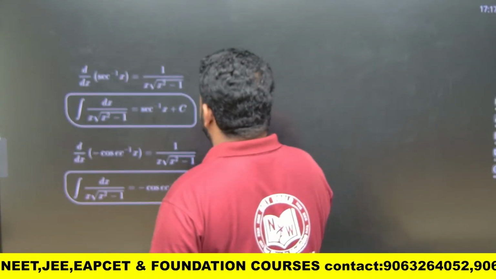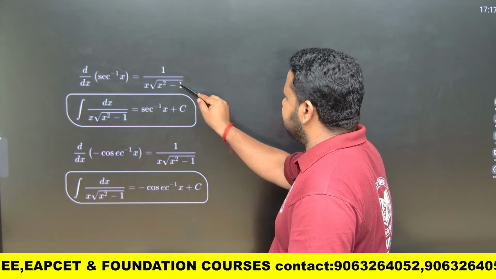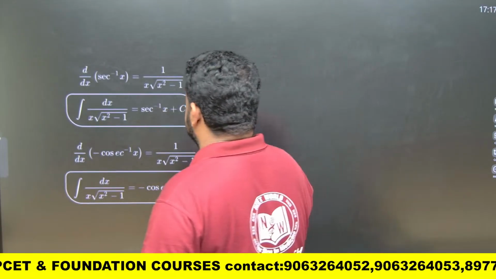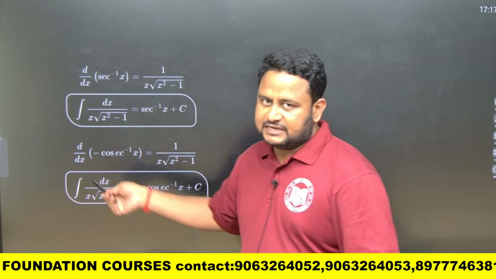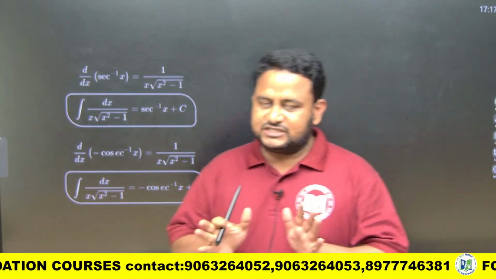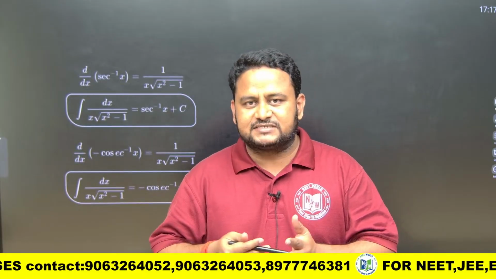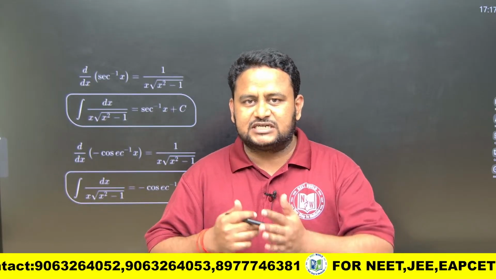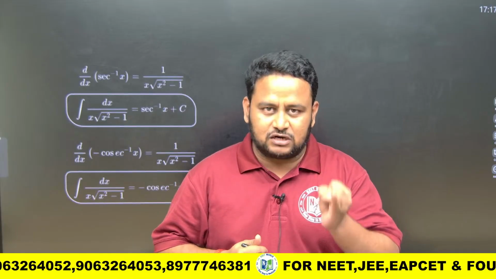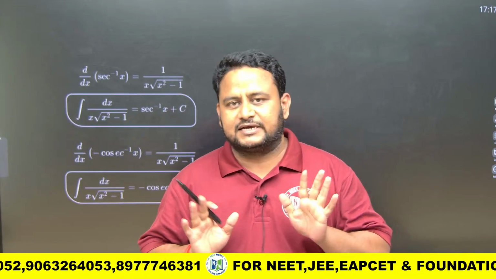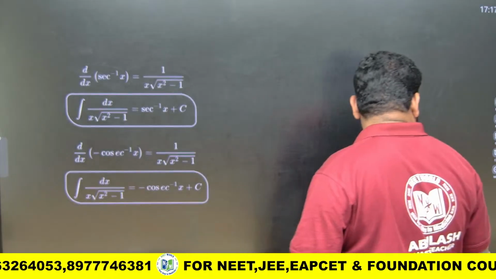For secant inverse, the integral is 1 by x root of x square minus 1. Similarly, for cosec inverse, the minus sign will be there. As I told you when discussing differentiation, whenever it starts with c, like cos, cot, cosec, you get a negative sign. This is the trick to remember where the minus sign comes. Clear? So let us proceed with questions based on this.